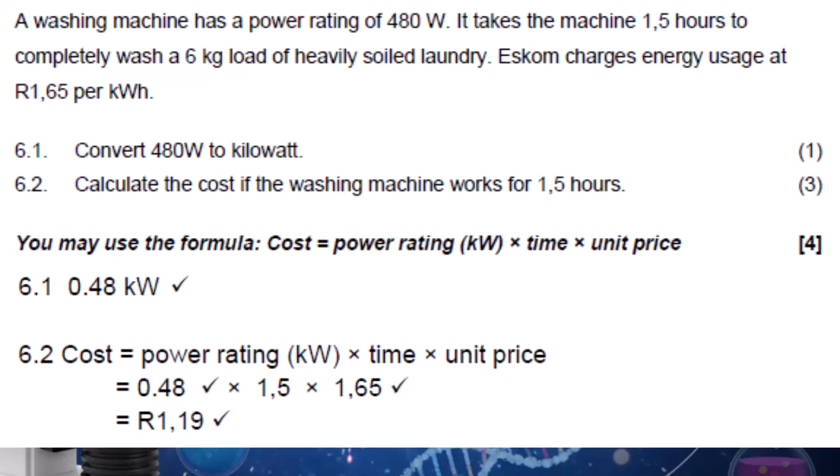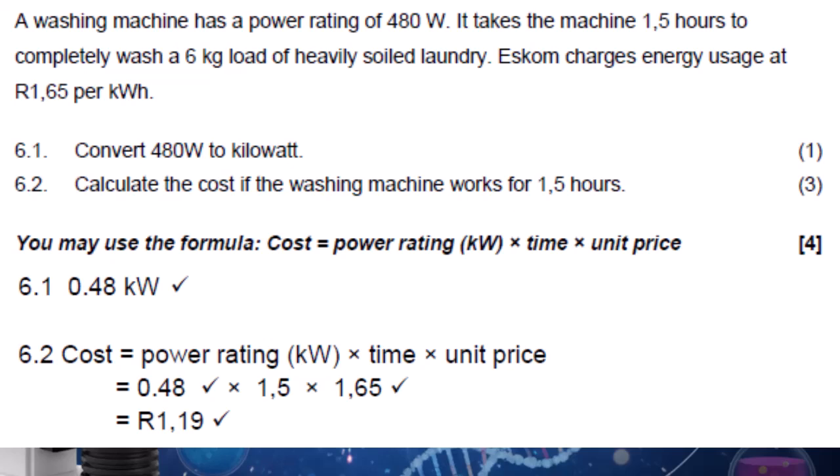Okay, 0.48 kilowatts. Now Q6.2, the actual calculation using the formula. Cost = power (kW) × time (hours) × unit price (R/kWh). Exactly. Just plug in the numbers we have. Cost = 0.48 kilowatts × 1.5 hours × R1.65 per kilowatt hour.